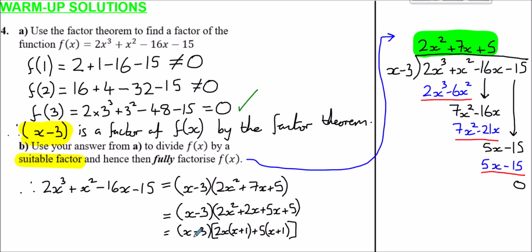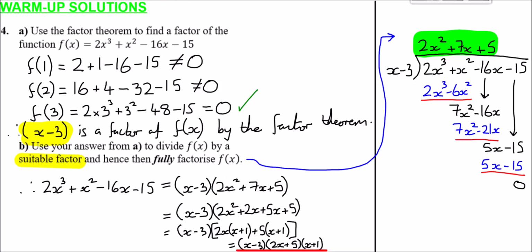And so, writing the 2x plus 5 in its own bracket, we now have the final factorised form, which is x minus 3, brackets 2x plus 5, brackets x plus 1. And that's finally fully factorised.